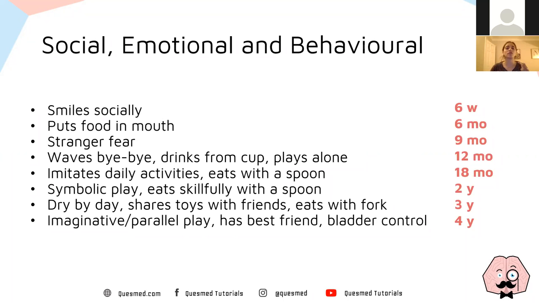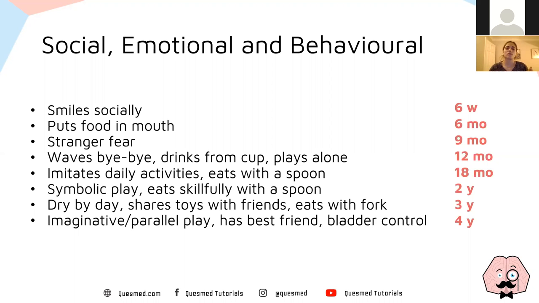By 12 months old, they're a lot more interactive, they can wave bye-bye. Imagine a child starts walking away from you and they go bye, and so that's how it matches gross motor. By 18 months old, they can imitate adults, they can eat with a spoon. And by 2 years old, really, this is when this domain really flourishes. So children start to have more symbolic play, they can eat very well.